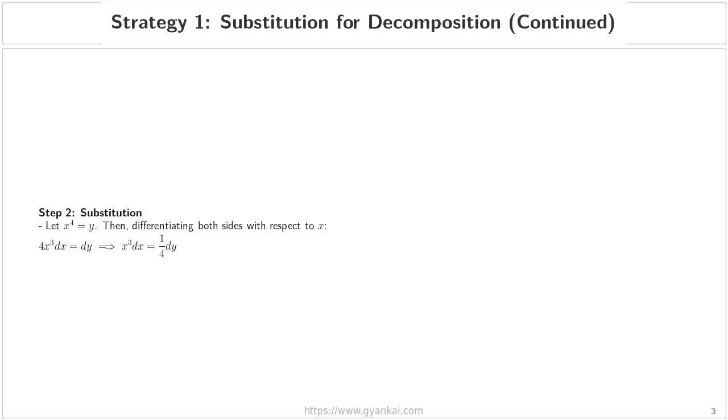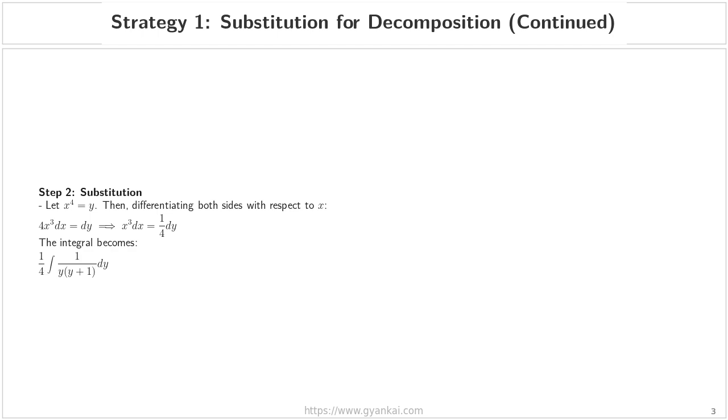But we don't want 4x cubed dx in our integral, we want just x cubed dx. So we divide both sides of that equation by 4, giving us x cubed dx equals 1/4 dy. This is a crucial step. It tells us how our differential changes with the substitution.